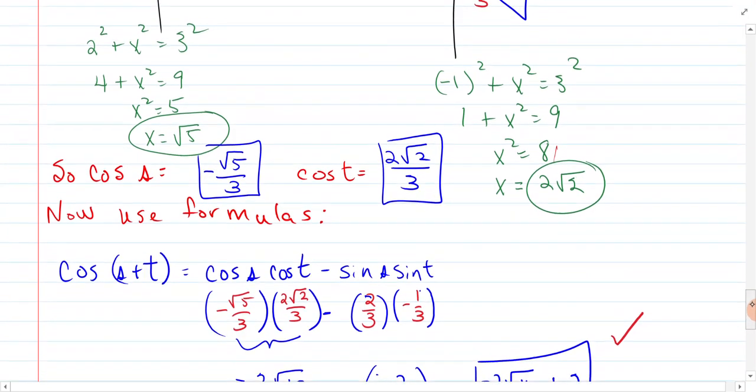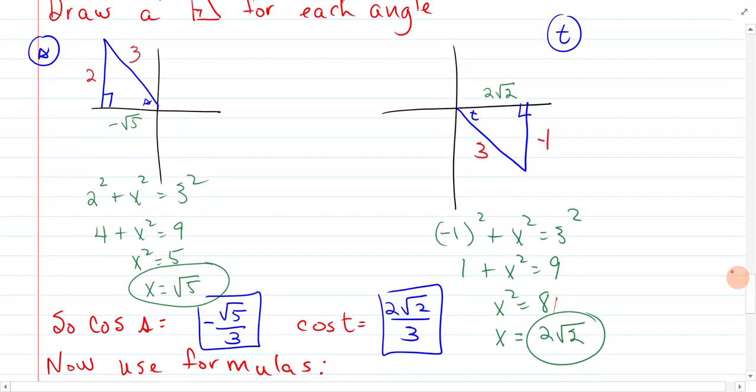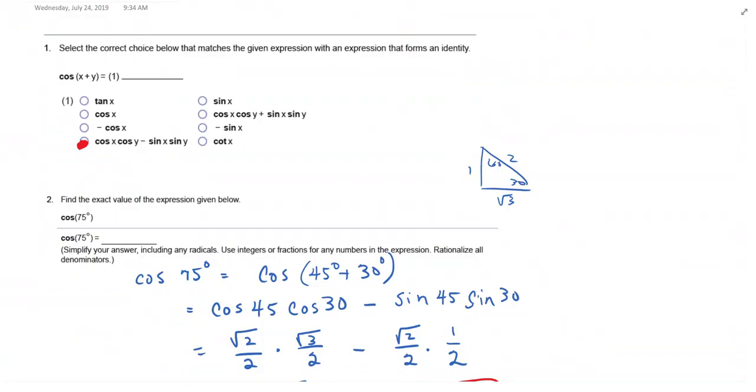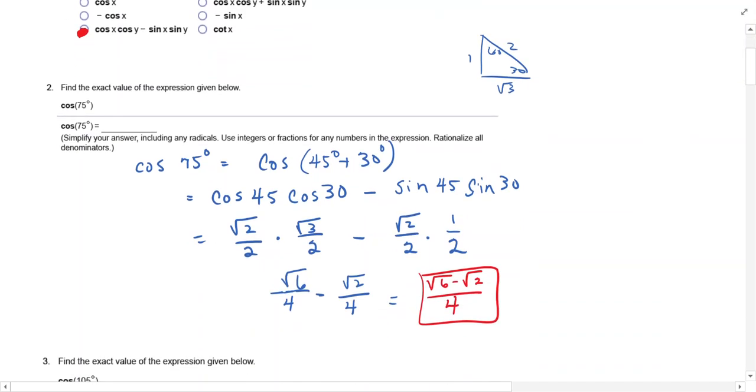I think you have one of those on your homework where you have to draw the triangle for each one. It does take a little bit of time, but that's how you would do that. Let's go look at your homework problems. So the first one is really just making you come up with the formula that forms an identity. Cosine of x plus y equals cosine x, cosine y, minus sine x, sine y. All right. Find the exact value of the expression below.